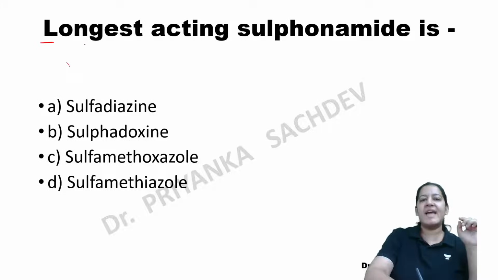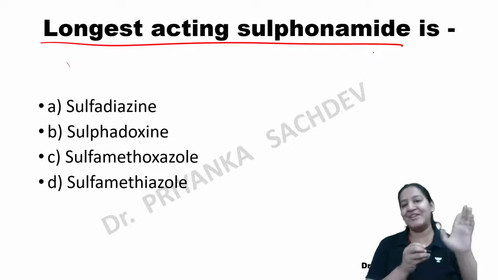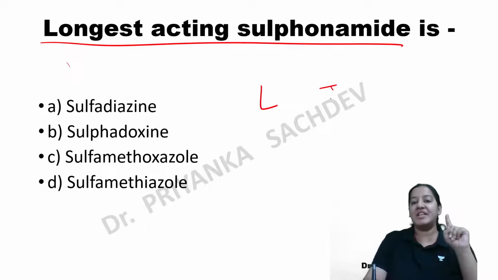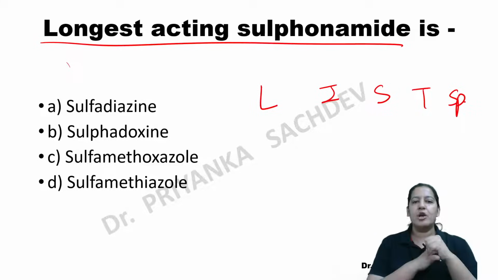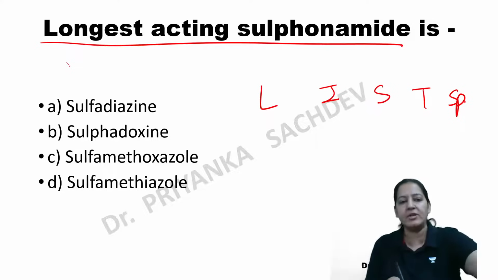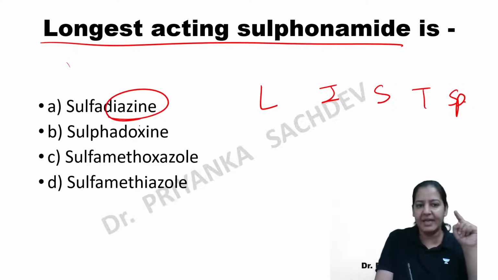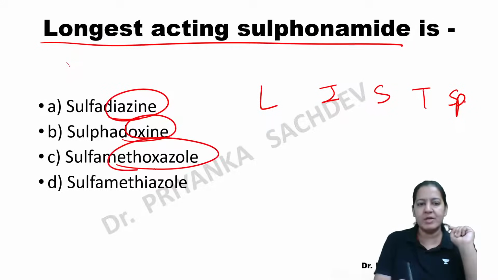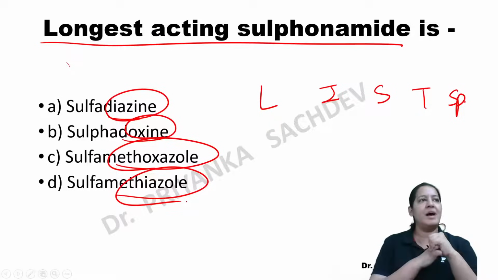Which is the longest acting sulfonamide? I have told you the classification of sulfonamide: the long acting, intermediate acting, short acting, topical and special. Who will tell me the answer? The longest acting, you know the answer. Is it sulfadiazine, sulfadoxine, sulfamethoxazole or sulfamethizole? Who will tell me the answer? Amar, anyone, Mariam, Manohar. Who is the longest acting among them?